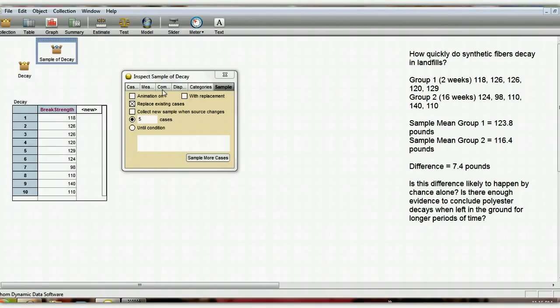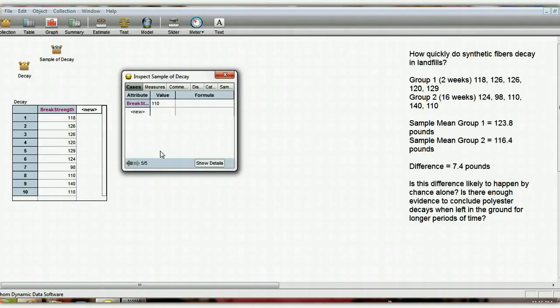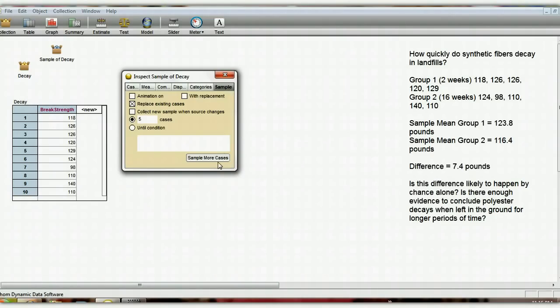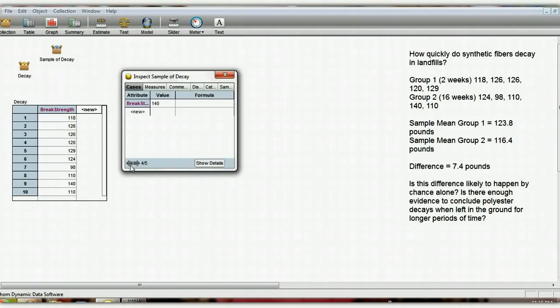So let's take a look at what's happening here. We'll click on the Cases tab, and we can see that 5 values have been selected. If I go back here and sample more cases, we can see that a different 5 values have been selected. So we have 5 values. We could calculate the mean of those, but let's have Fathom do the work for us.